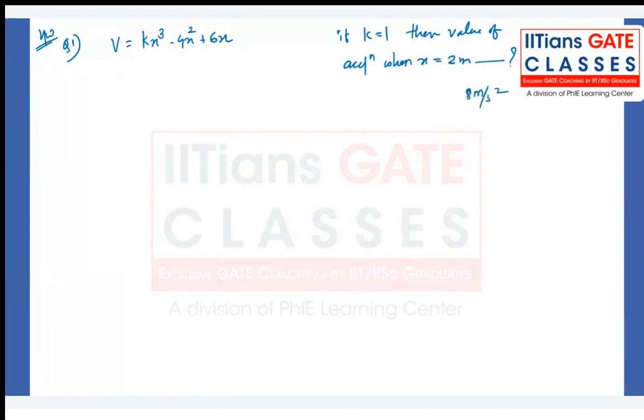Anyone was able to solve this? How many of you have solved it? Okay, then let's solve it here. Velocity is given and they are asking us for the acceleration. What is acceleration? Acceleration is change in velocity with respect to time.